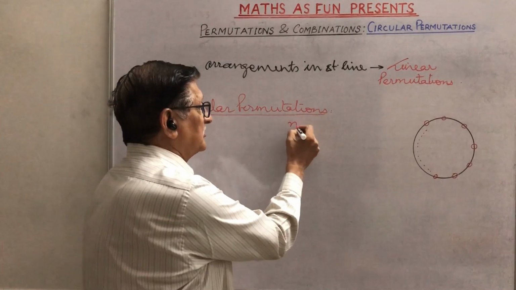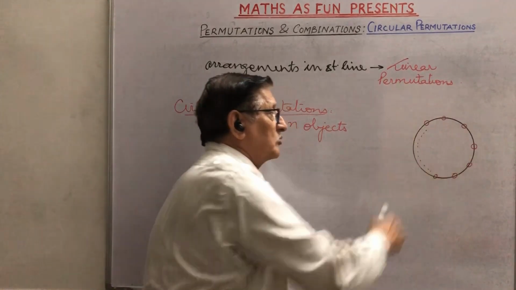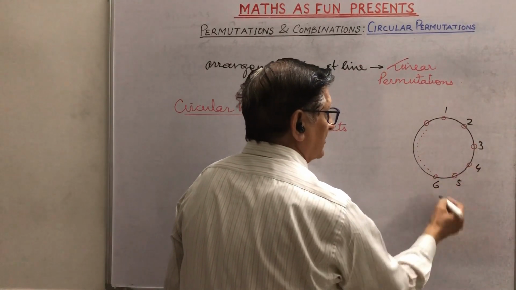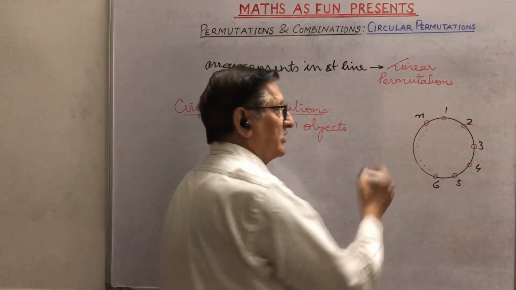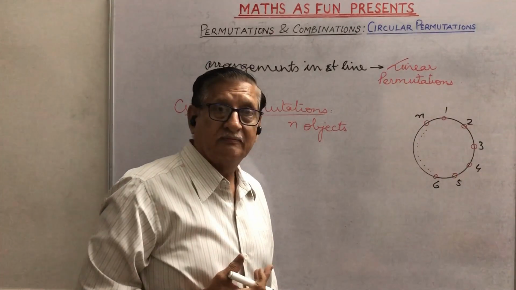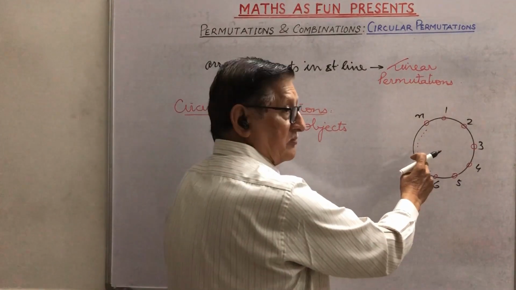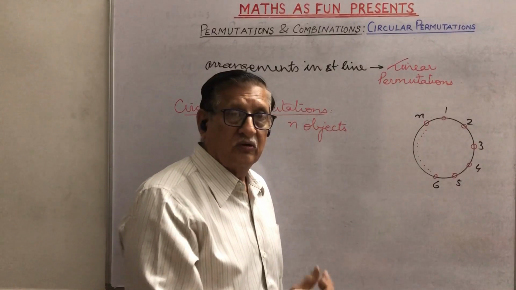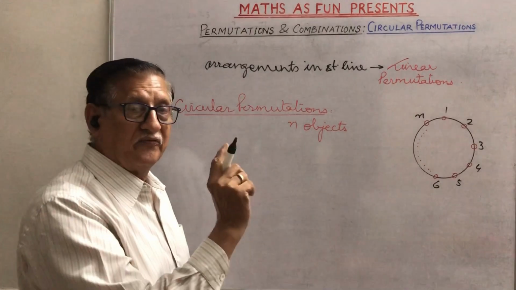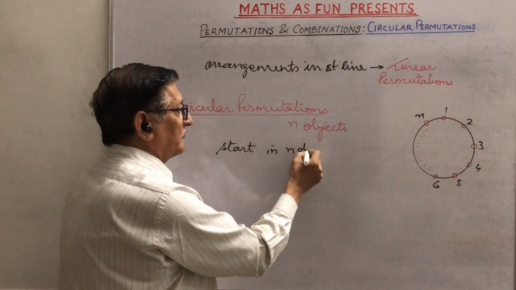Suppose we have n objects in total and we want to arrange them in circular order like this. Here we have 1, 2, 3, 4, 5, 6 and so on, up to n. Now there is no beginning and no end to all these objects, and that's why we can start from any of these n places, which can be done in n different ways.